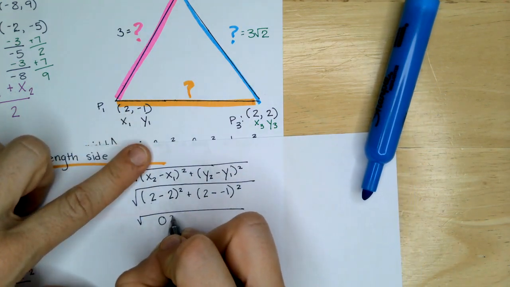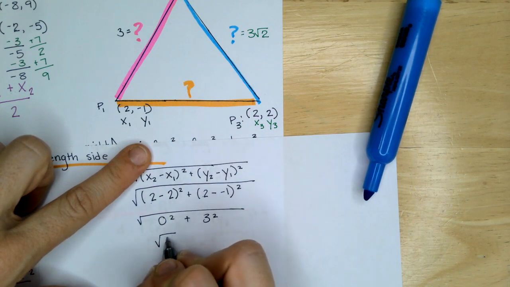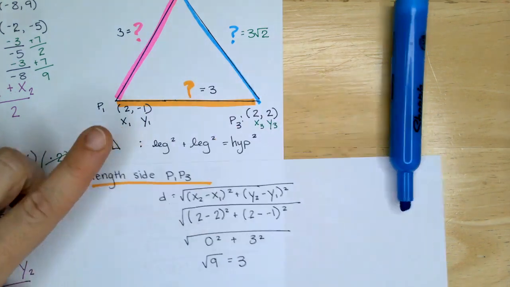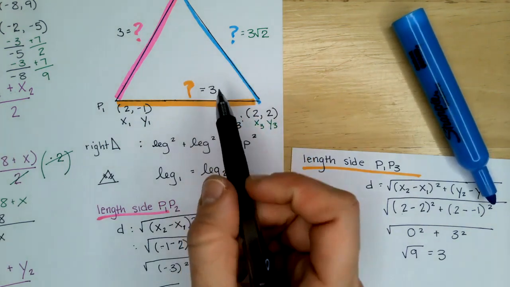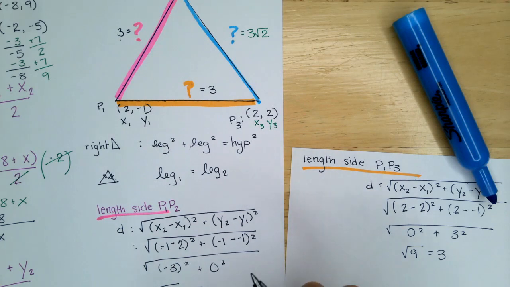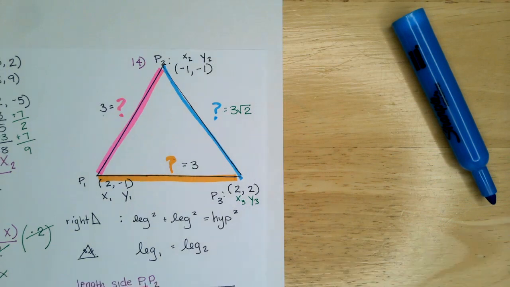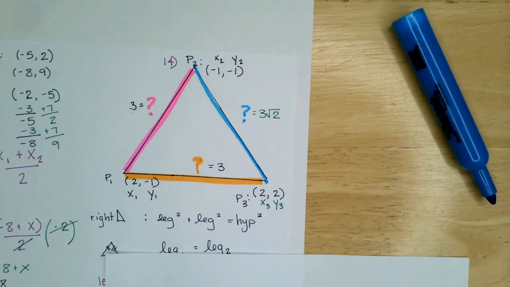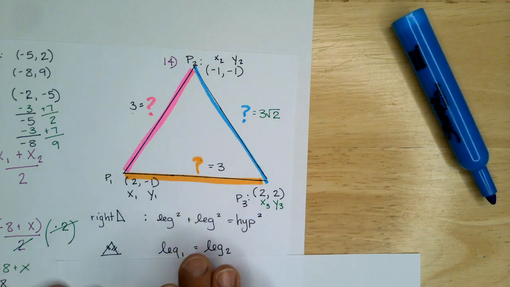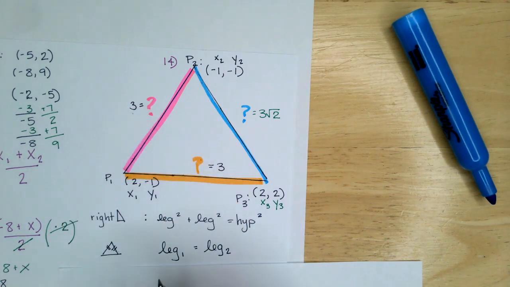2 minus 2 squared is 0 squared. 2 minus -1 is 3 squared. So again, that's the square root of 9, which is 3. So this one's 3. So it is an isosceles triangle, because an isosceles triangle has two sides that are the same. Can something be isosceles and right? I don't even remember because it's been so long since I've done geometry. If it's an isosceles triangle, leg 1 will match leg 2. The two legs match, so it is isosceles.